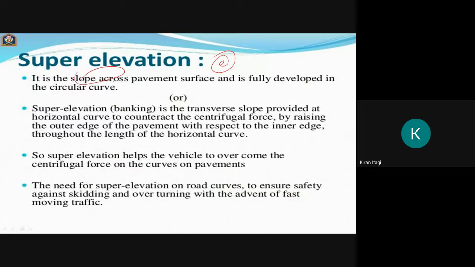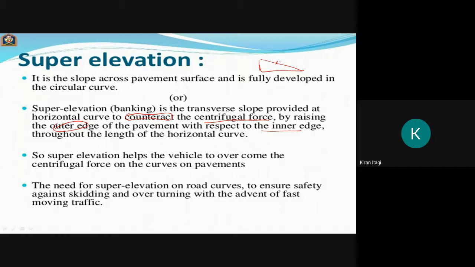So it is a slope across the pavement surface and it is fully developed in circular curves. Super elevation is sometimes called banking of roads. Super elevation or banking of roads is the transverse slope provided at the horizontal curve, and most important, in MCQs also they will ask, to counteract what? The centrifugal force, by raising the outer edge of the pavement with respect to the inner edge.